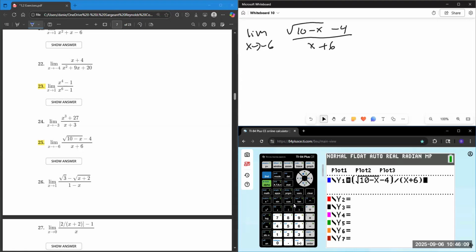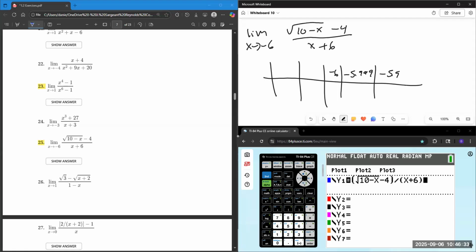We're getting close to -6 from the left and the right. So -6 goes in the middle here, -5.9, -5.99, -5.999. Sorry, those are the things to the right because they're bigger. -5.999, -5.99, -5.9. This would be -6.001, -6.01, -6.1.